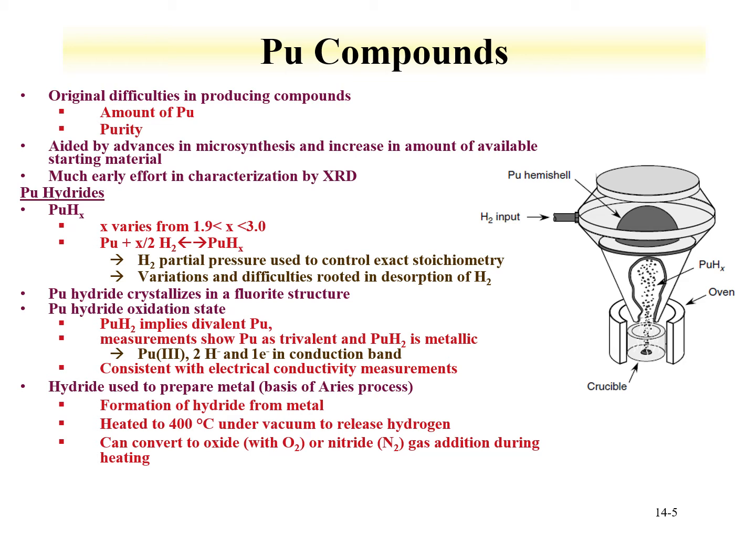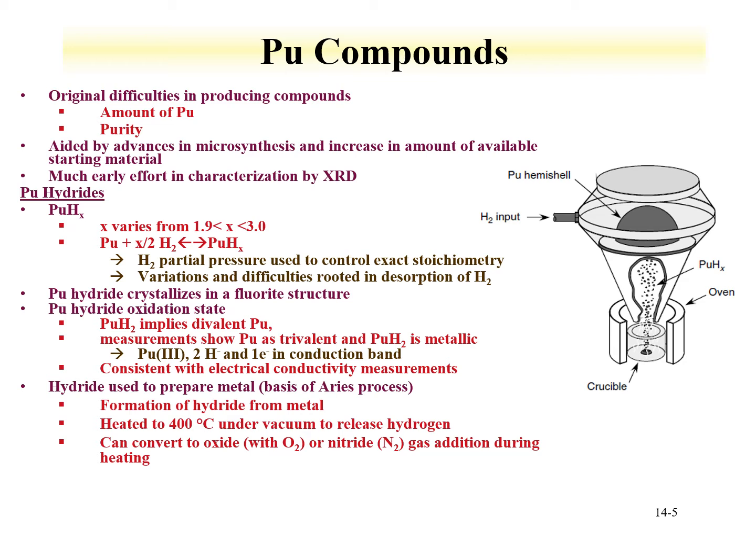All right, now that we've discussed plutonium metal, we can begin evaluating plutonium compounds. There was originally a difficulty in producing plutonium compounds, mainly for two reasons. One, it was hard to get a hold of plutonium, and if you got a hold of plutonium, the purity was not certified. So it was often difficult to get the plutonium metal, or the plutonium compounds that you were using as starting material, into pure forms. Now, development of plutonium compounds has been aided by microsynthesis and also the amount of material available.